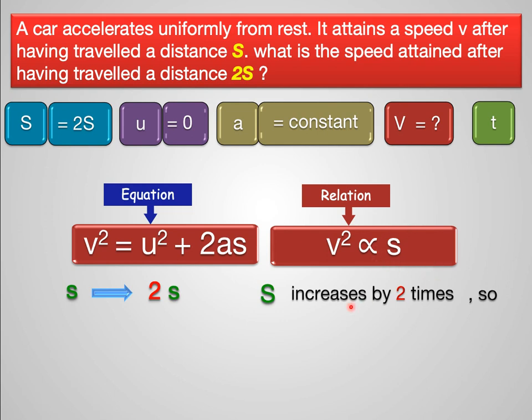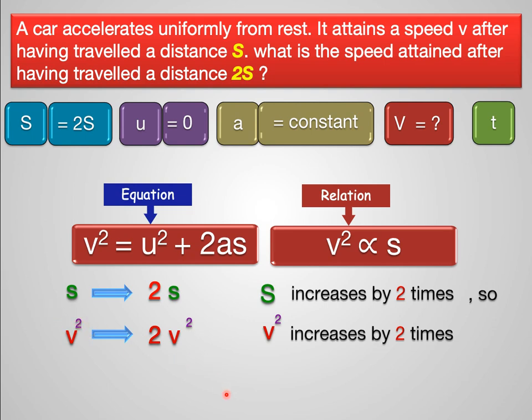Right hand side is increased by 2 times. The left hand side should increase by 2 times. Left hand side means not v, it is v square. So what you will know is v square increases by 2 times. V square will become 2 times v square. But the question is not about v square. The question is about v. If you want to know what will happen to speed v, you need to remove this square.